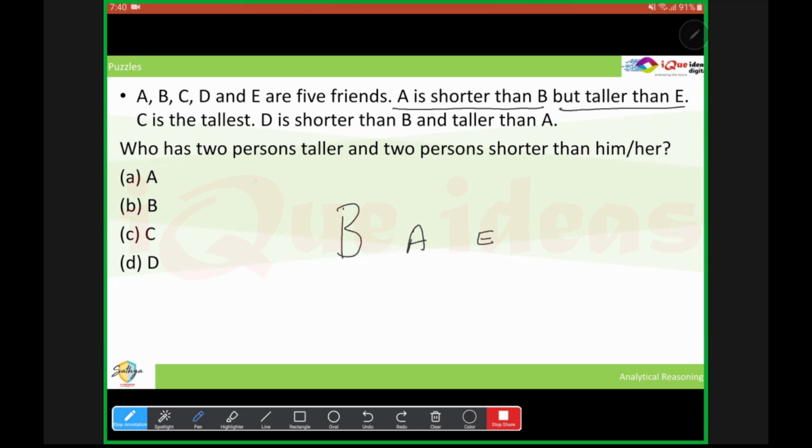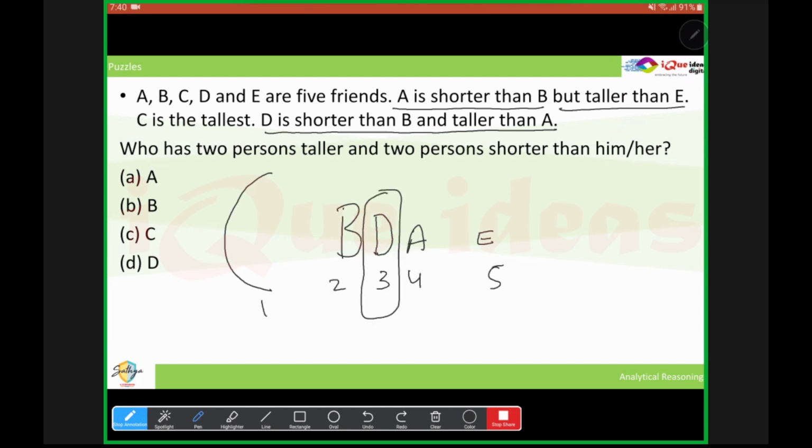C is the tallest. So C is the tallest. D is shorter than B and taller than A, which only means that D is between B and A. So now it's easy. 1, 2, 3, 4, 5. The third person would be the one in the middle of the group. So who has two taller and two shorter than him or her has to be D. Easy. Hope everybody got this one.